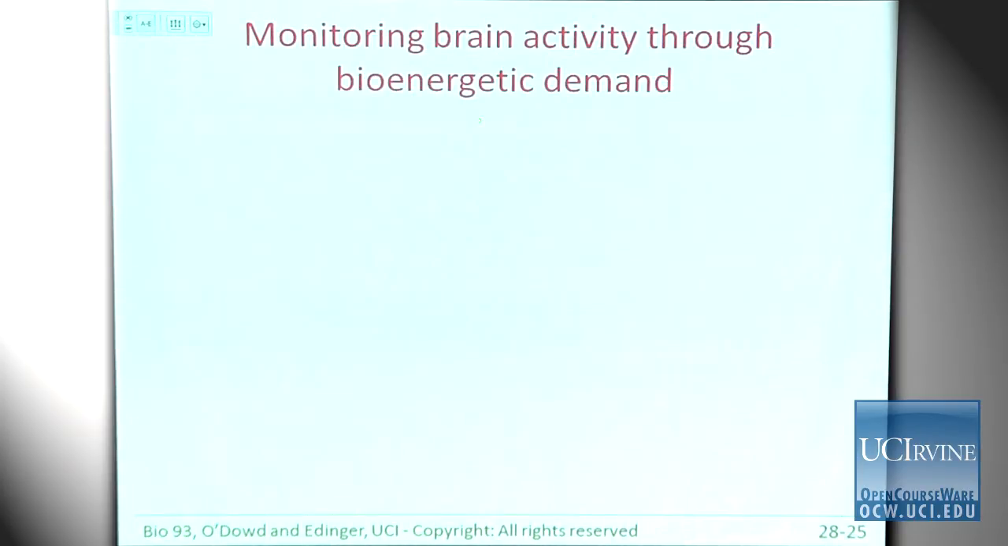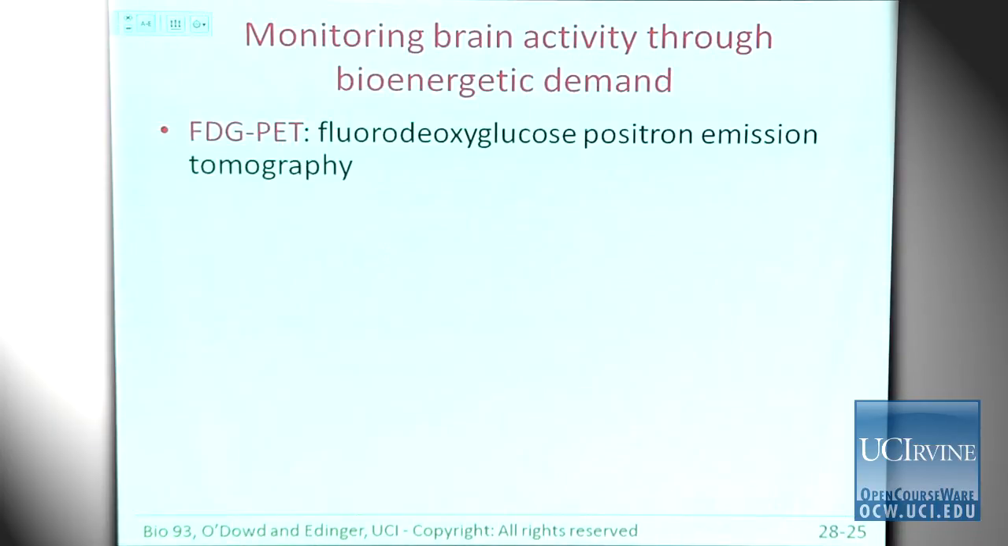Monitoring brain activity through bioenergetic demand. So I think this is a nice synthesis of a lot of the concepts we talked about. There's two ways you can do this. One is FDG PET.